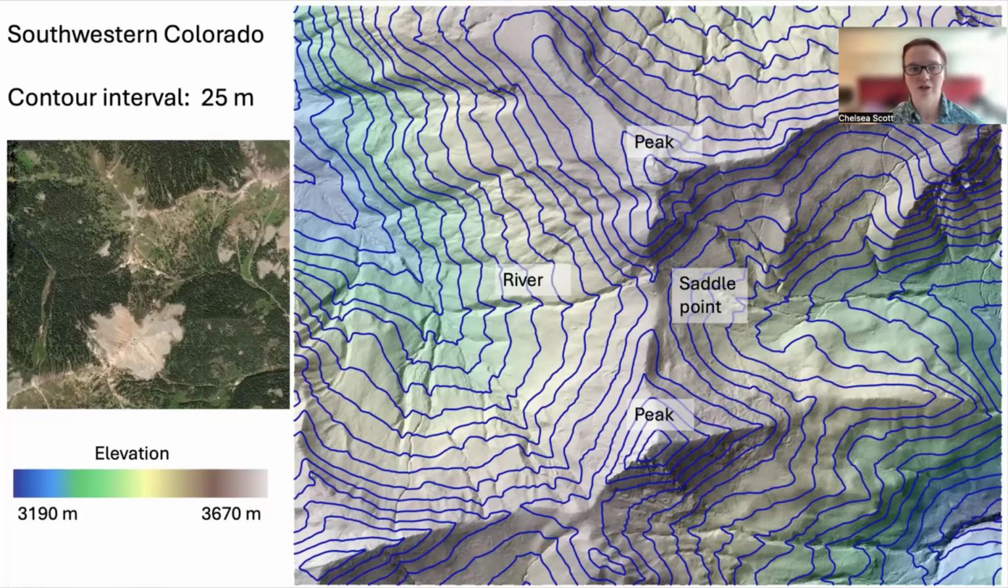And the contour lines are then shown in blue, and they are plotted with a 25-meter contour interval. So this means that the distance between each contour line is 25 meters. The height difference between each contour line is 25 meters. So here I've highlighted several features of interest that we can see in the topography from the contour lines.